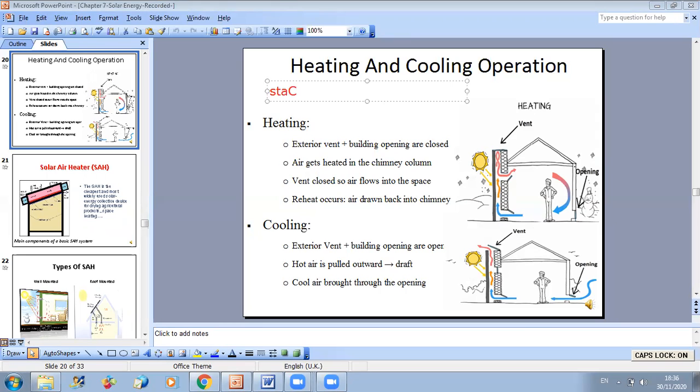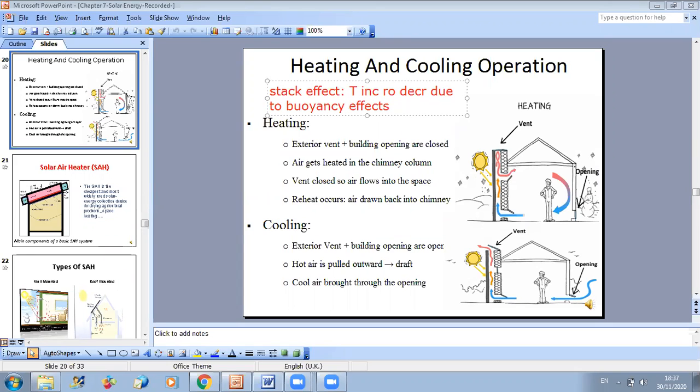So, stack effect. First we have temperature increase. When T increases, rho, which is the density, will decrease. Okay? And due to decreased density, so due to the buoyancy effect, air will move upward.